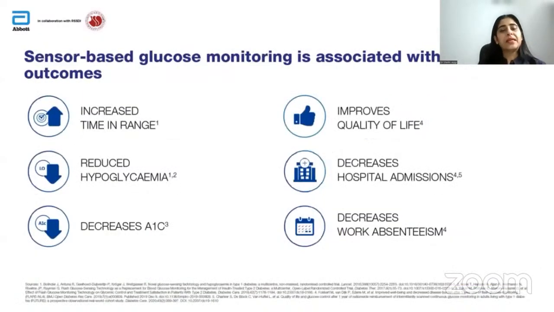So friends, sensor-based glucose monitoring is associated with better outcomes in terms of an increased time in range, reduced hypoglycemia, decreased A1C, improvement in the quality of life, decreased hospital admissions, and of course, decreased work absenteeism. So all the benefits why patients can benefit from this technology.